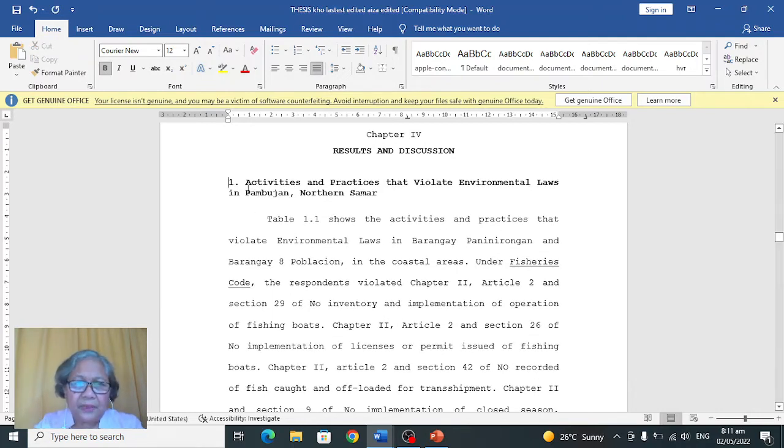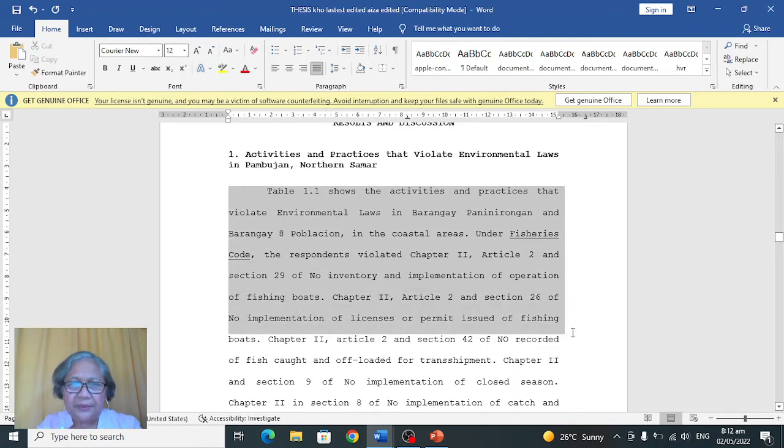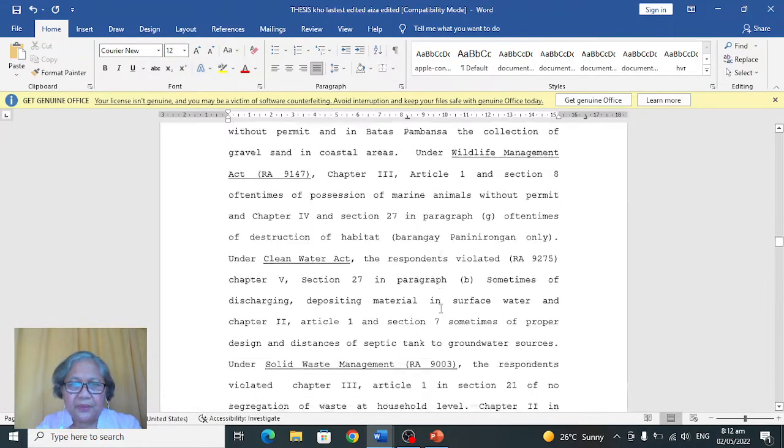Okay. So in this presentation, nilagyan na ng numbering, which is part of the objectives of the study. So activities and practices that violate environmental laws in particular areas. Okay. So here the background is presented, what table 1.1 is all about, and then a brief discussion of what the environmental law is about.